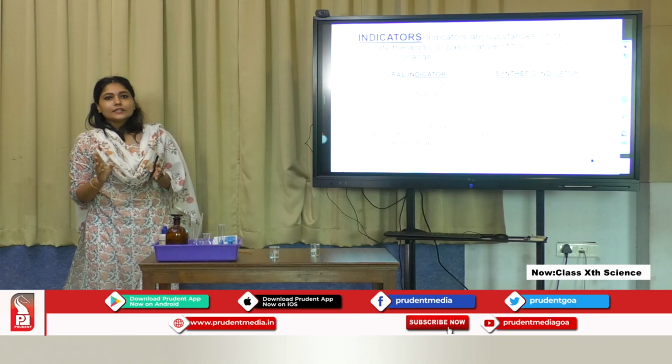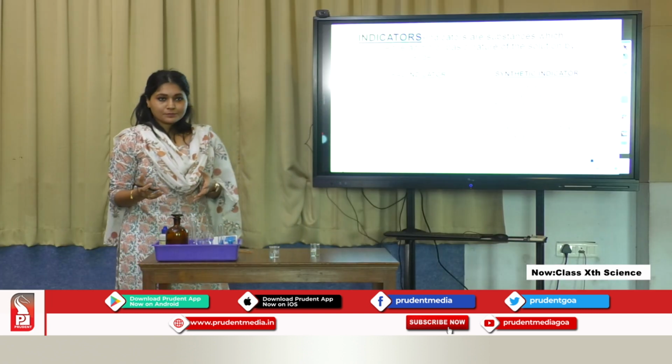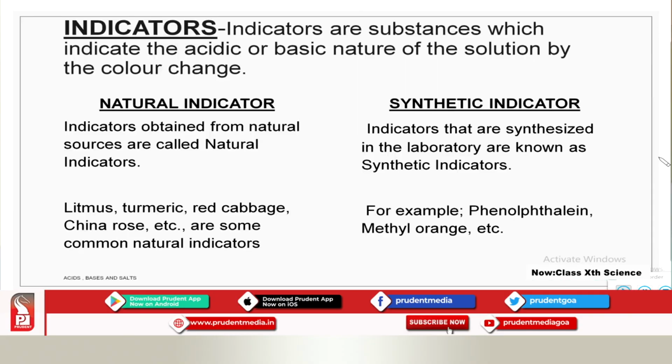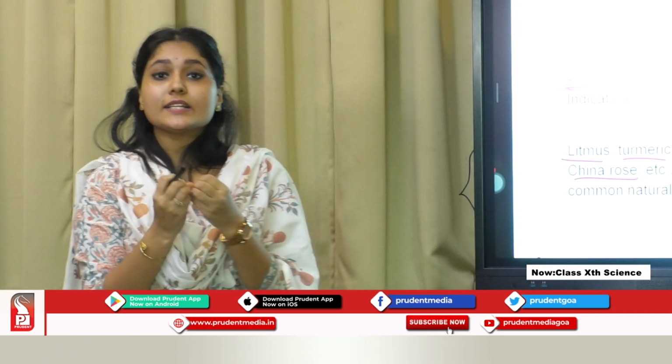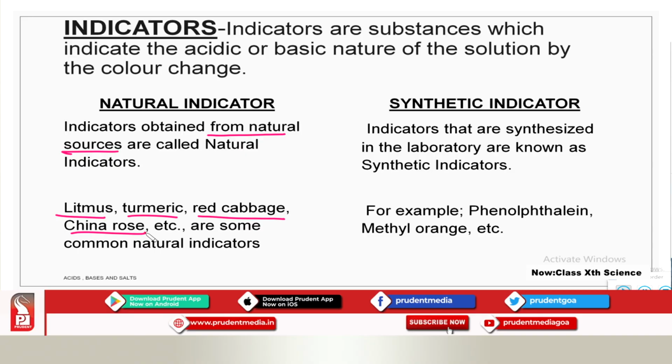Now, indicators are classified into two types, natural indicators and synthetic indicators. You have already learnt in your 8th standard about litmus paper. Indicators which are obtained from natural sources are called natural indicators. Here are a few examples: litmus paper, turmeric, red cabbage, China rose. China rose is another word for hibiscus flower, or any substance that is highly colored, even beetroot. These are some of the common natural indicators.